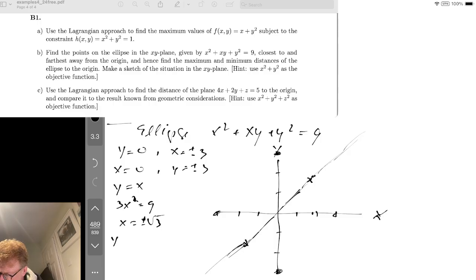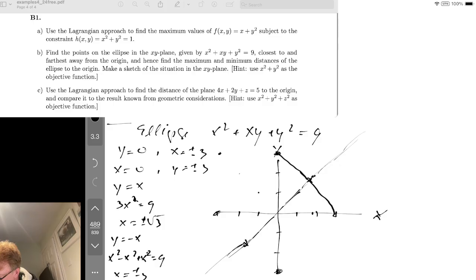And then y is minus x gives us x squared minus x squared plus x squared is 9. That gives us x is plus or minus 3. So that's on y is minus x. x is plus 3 gives us y is minus 3. So that's here.